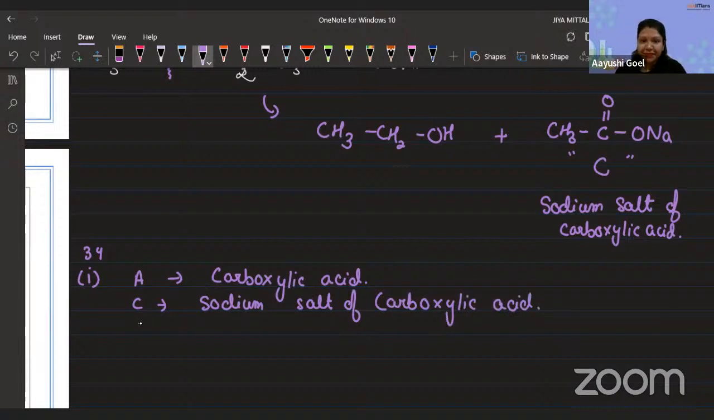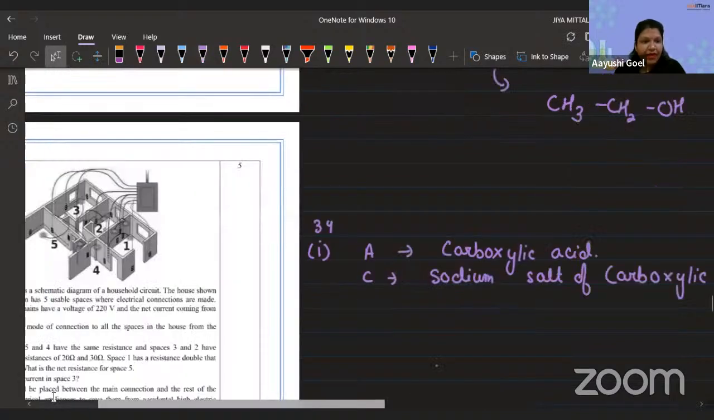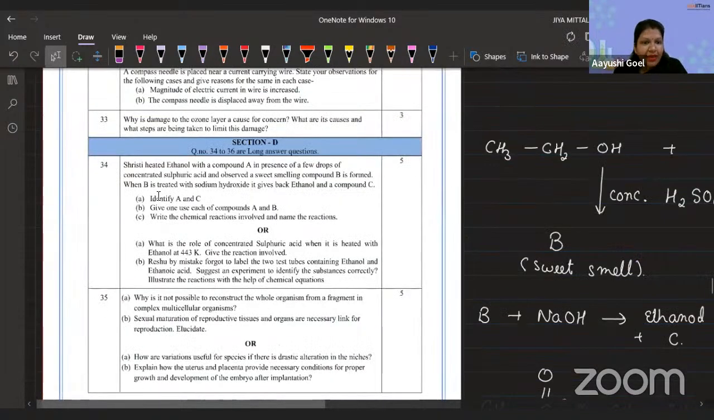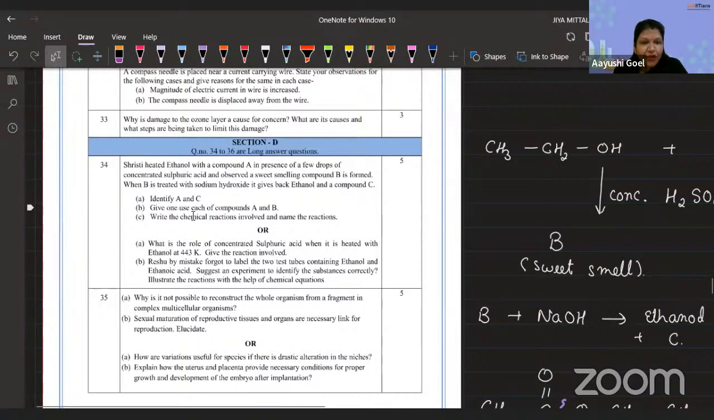Is that clear? Okay. Now let's see the next option. The next is: give use of one, A and B. Okay.